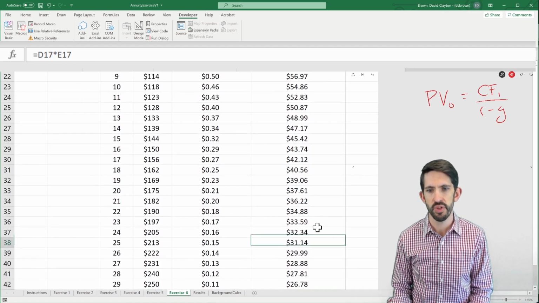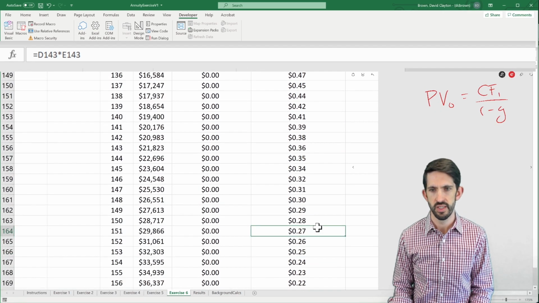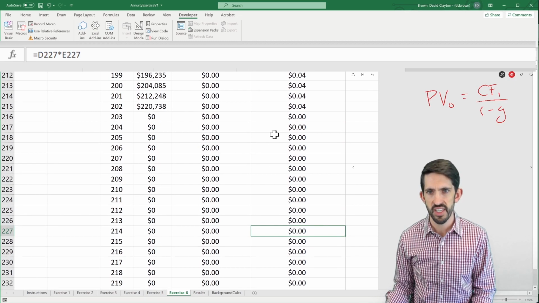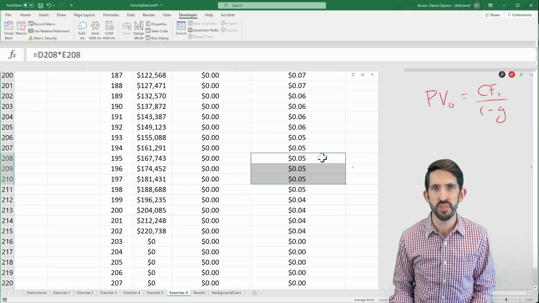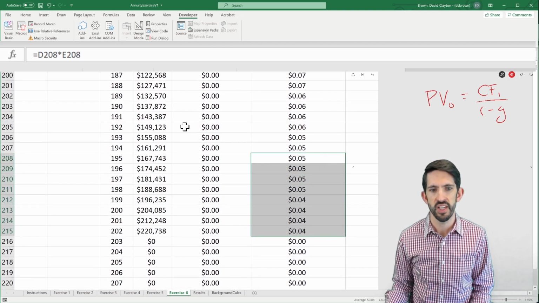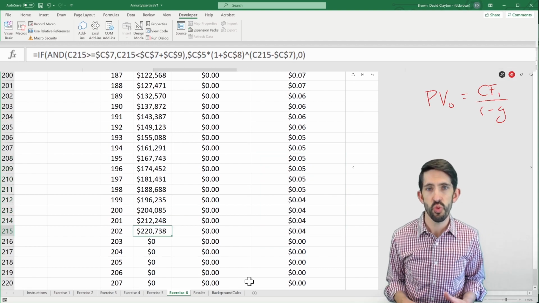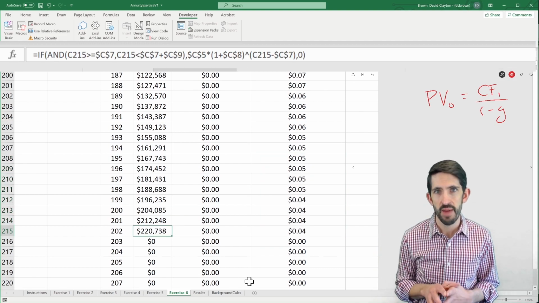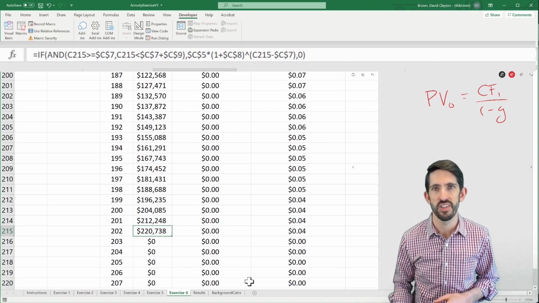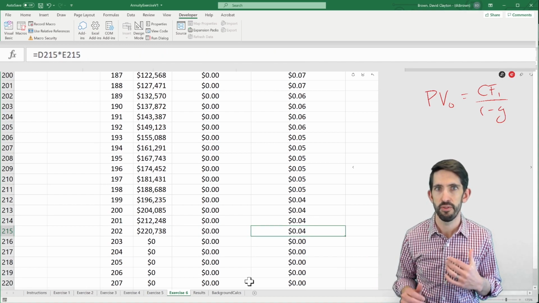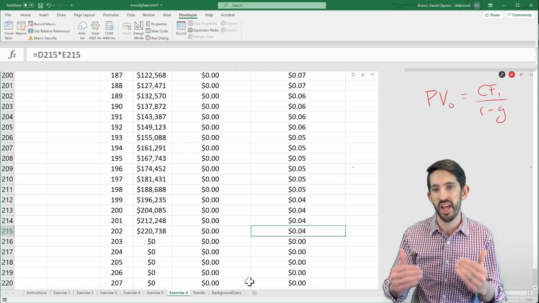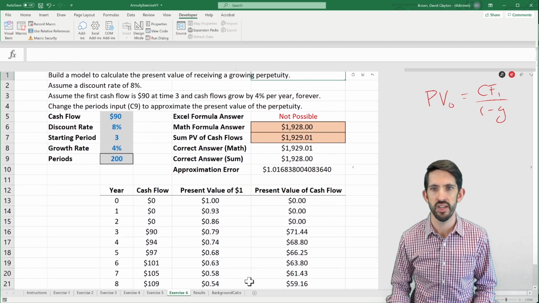And the reason that's happening, if we go way out here to period 200, you see that these cash flows are very small in present value terms. Right? Even though you're getting $220,000, it's happening in 202 years. So what's that worth to you today? 4 cents. Right? So as we add more of these, let's go back up.